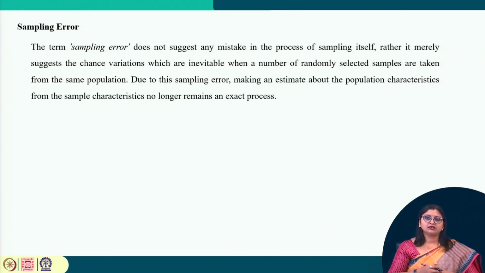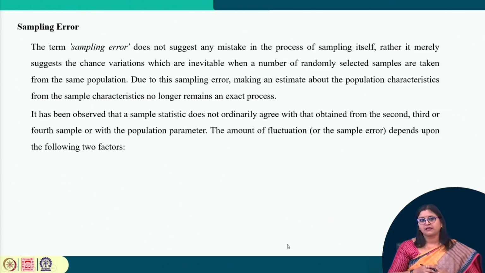The term sampling error does not suggest any mistake in the process of sampling itself. Rather, it merely suggests chance variations which are inevitable when a number of randomly selected samples are taken from the same population. Due to this sampling error, making an estimate about the population characteristics from the sample characteristics no longer remains an exact process. It has been observed that the sample statistic does not ordinarily agree with that obtained from the second, third or fourth sample, or with the population parameter.